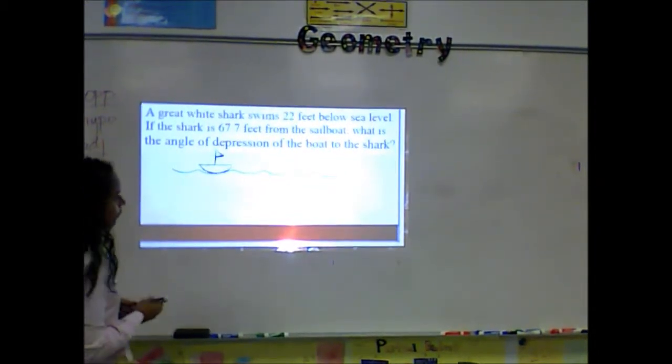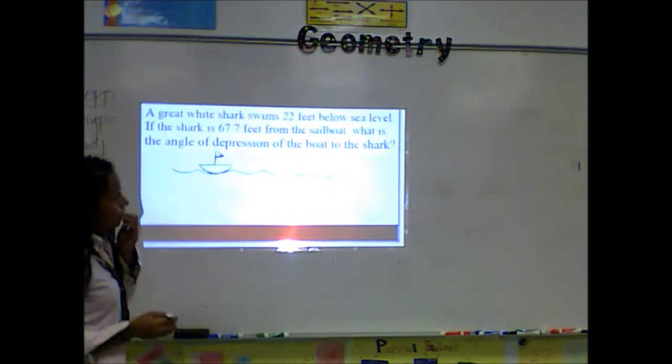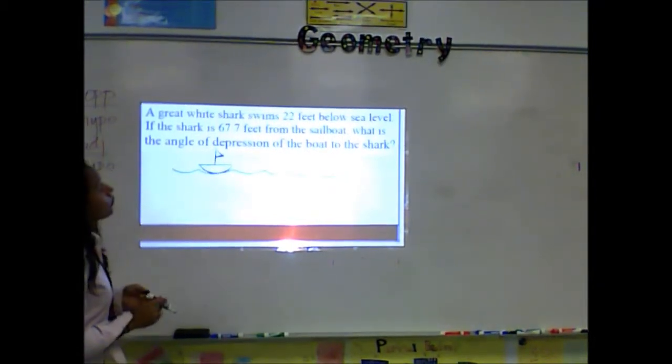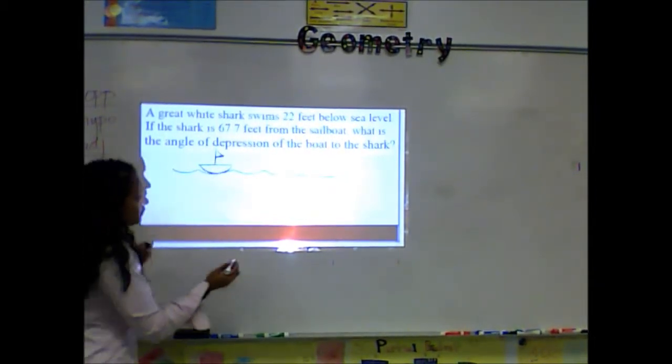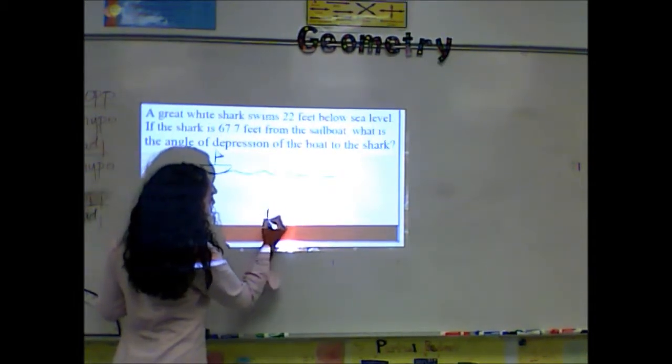Okay, and then we have a shark beneath sea level, or below sea level. And the shark is 22 feet below sea level. So the shark is going to be somewhere down here.